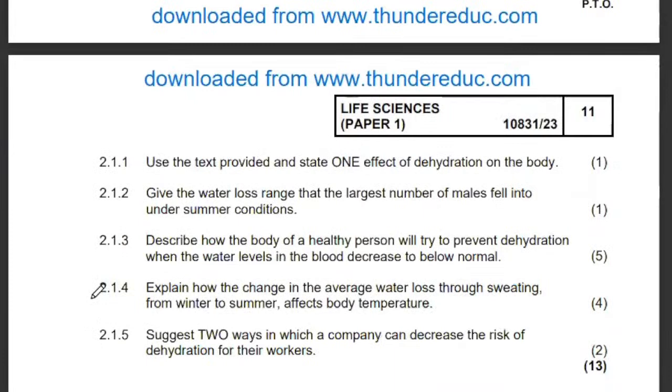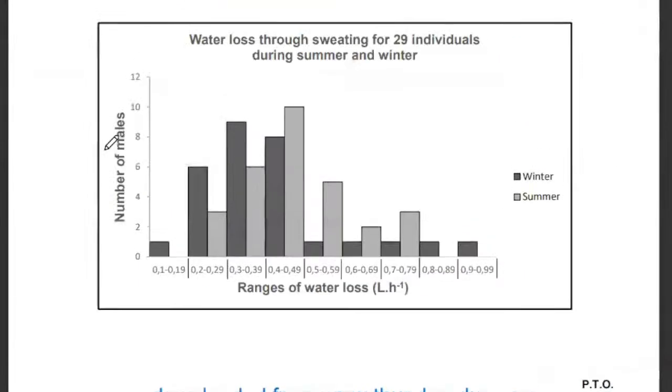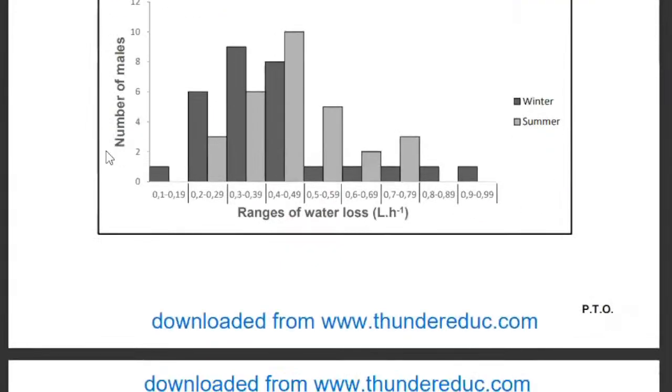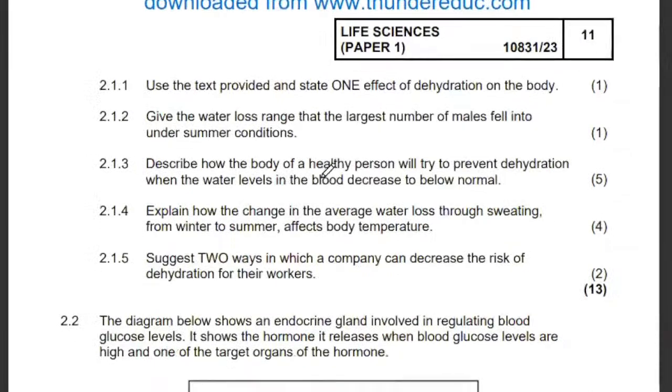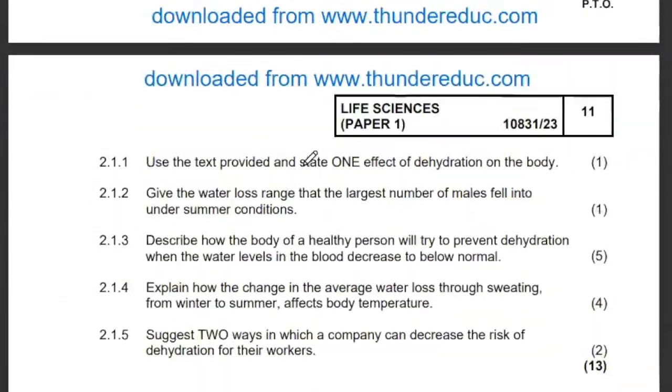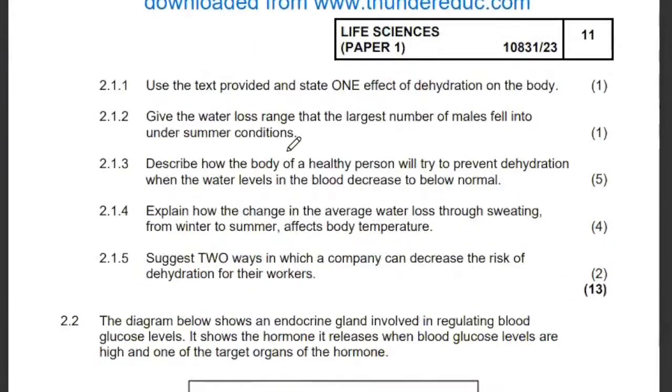Give the water loss range that the largest number of males fell into under summer. Here you have to look at the males. Under summer, you come back here and read and get the answer from there. This is summer, so you see that this has the highest. So the answer becomes 0.4 to 0.49.